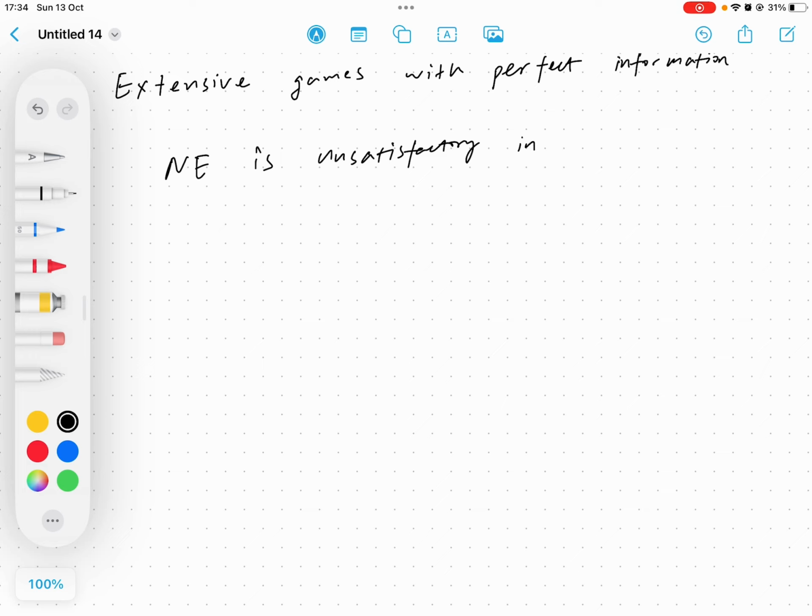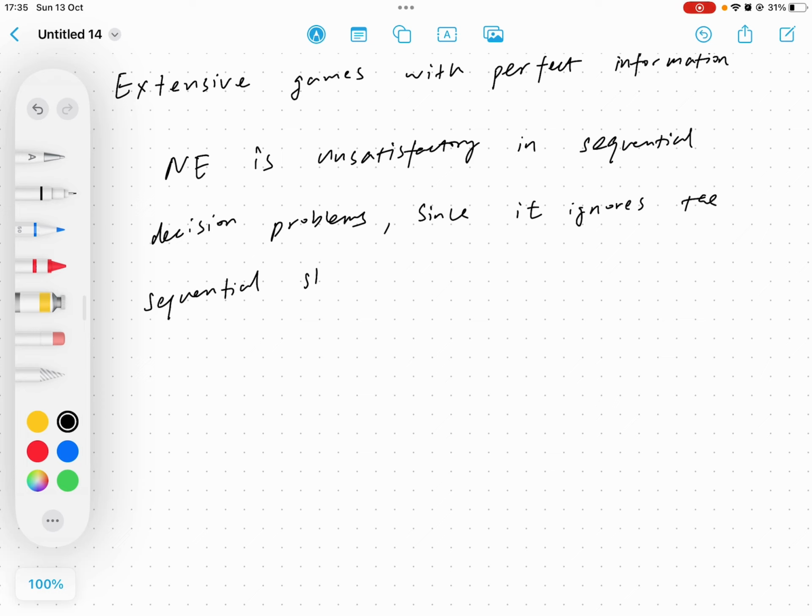Okay, in sequential decision problems. This is because Nash equilibrium simply ignores the sequential structure of the decision problems. Okay, and later we'll use formal propositions to prove why we are saying so.